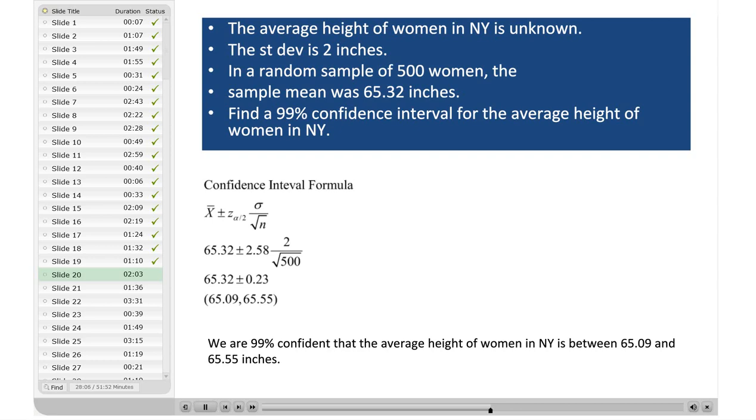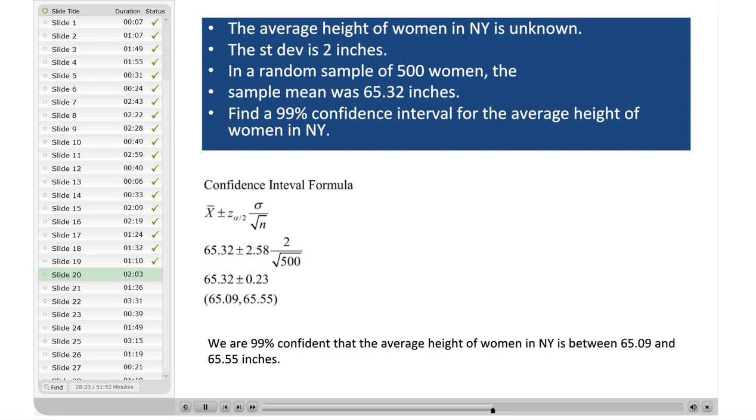In order to find z sub alpha over 2, we just use the table on the previous slide. Since our confidence is 99%, we get 2.58 for that. We're going to just plug in 2 for sigma, since that's the standard deviation, and our sample size is 500, so we're going to plug that in for n.